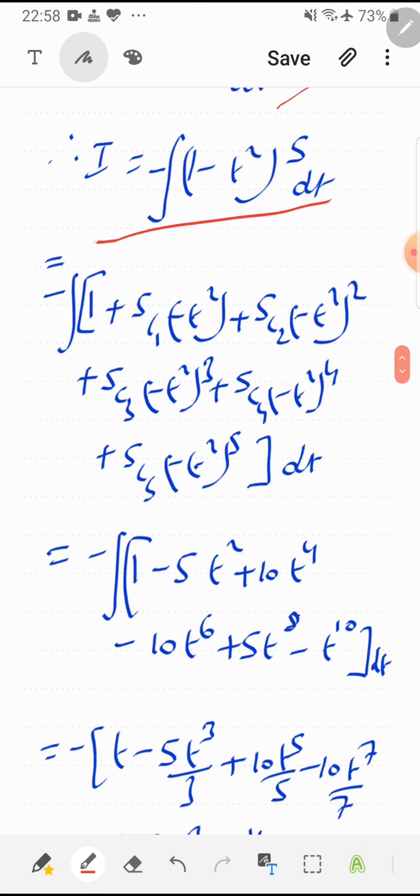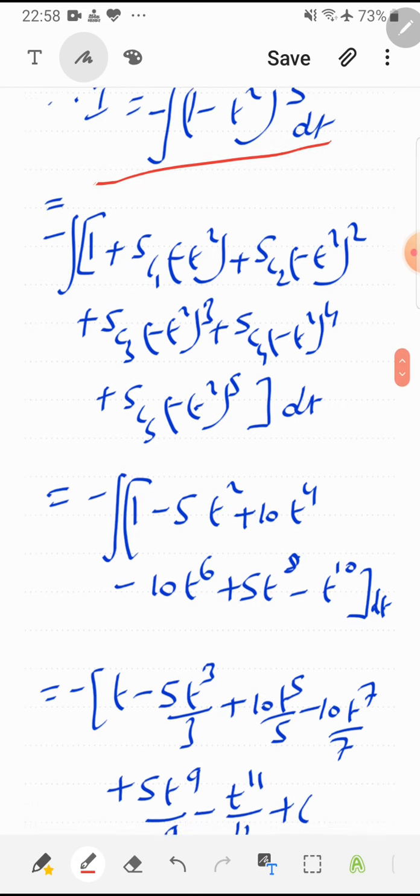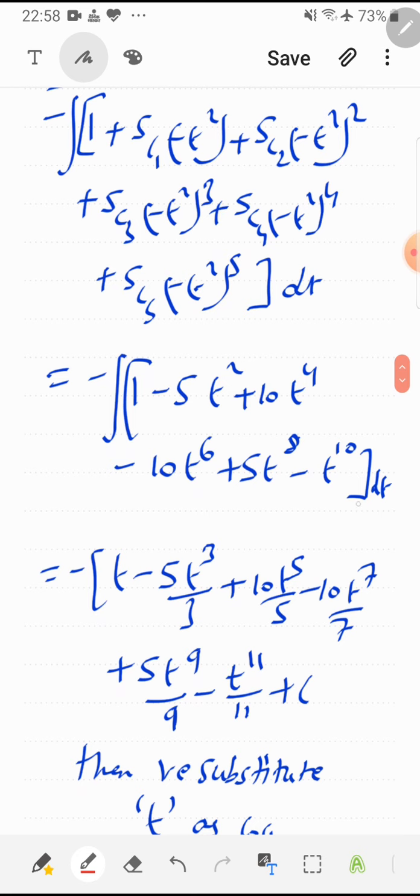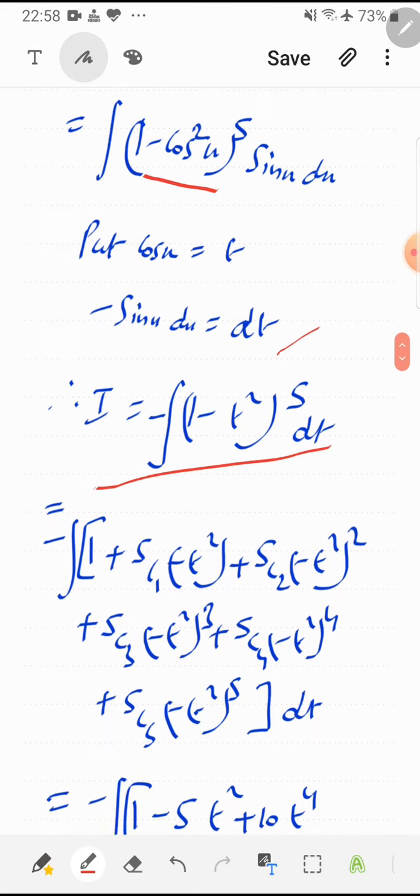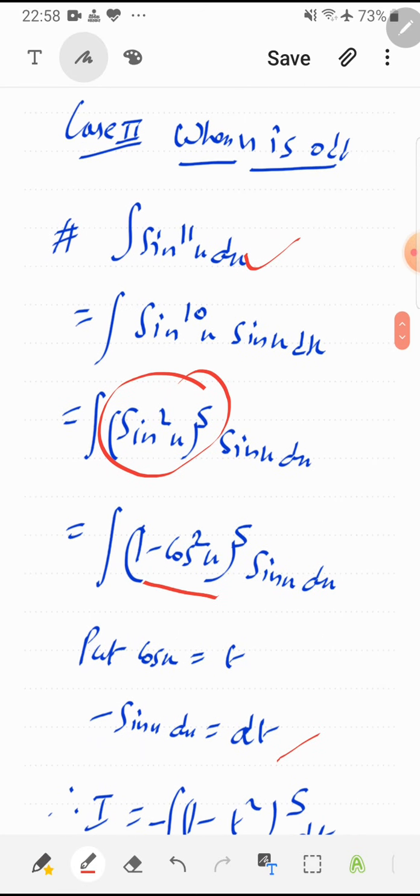Now this can be expanded binomially very easily. So it is 1 plus 5c1 minus t square plus 5c2 minus t square whole square plus 5c3 minus t square whole cube plus 5c4 minus t square raised to the power 4 plus 5c5 minus t square raised to the power 5 dt. So after that we can apply power rule, and hence we can resubstitute t as cos x, as we have put cos x as t.